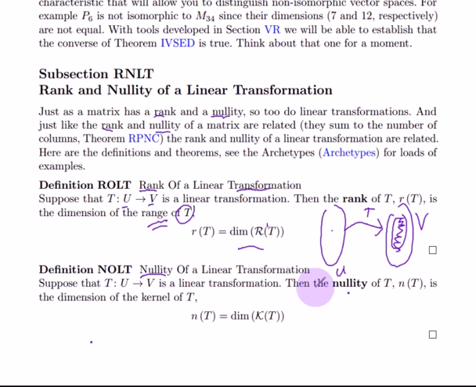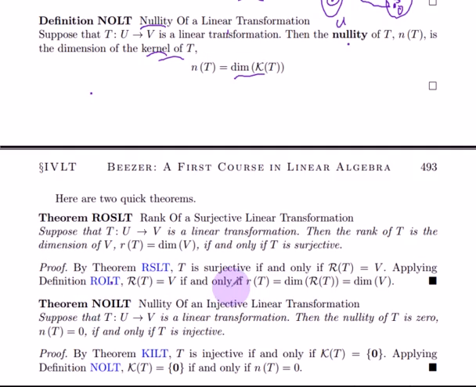We can also define the nullity of a linear transformation. That's the dimension of the kernel of T. Now remember what the kernel is. The kernel is the part of U that maps to 0. It's quite possible that not just a single vector maps to 0, but a subspace maps to 0. We do know that the kernel is a subspace. So here we have two spaces, the range and the kernel, and they both have dimensions, and we call the rank the dimension of the range and the nullity the dimension of the kernel.